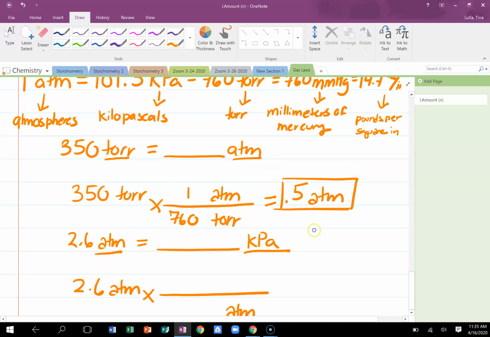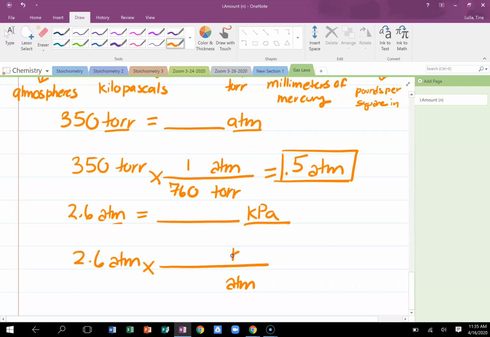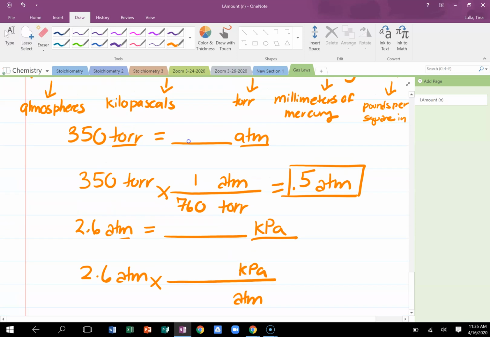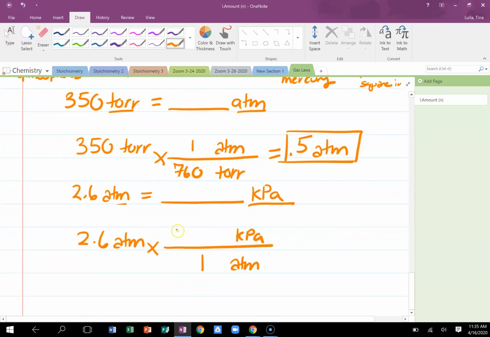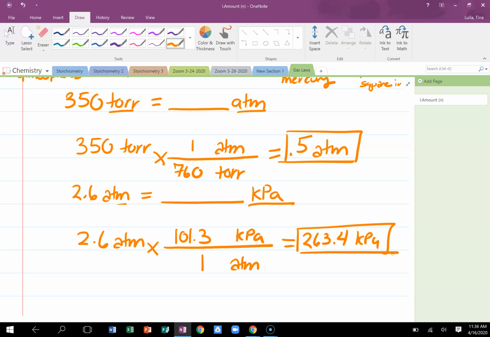Cancel out ATM. Going to kPa. Check my line of conversion. 1 ATM is 101.3 kPa. Cool. Plugging it into my calculator, I get 263.4 kPa. Done.